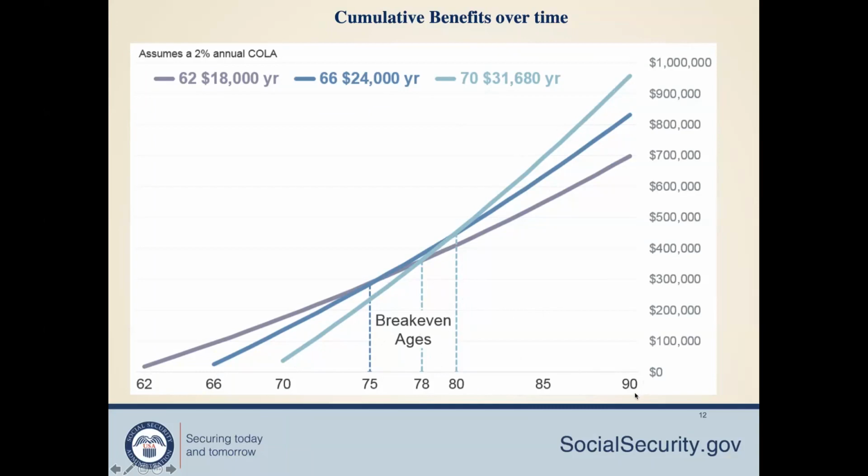So let us say that you live up to 90. What they are saying is, as long as you live more than around 79, it is always better to claim later. If somebody passes away before that, like at 75 or something, then they would have been better off if they started claiming at 62. But if they are going to live beyond 80 or so, then, according to this Social Security slide, claiming at 70 is the winner.